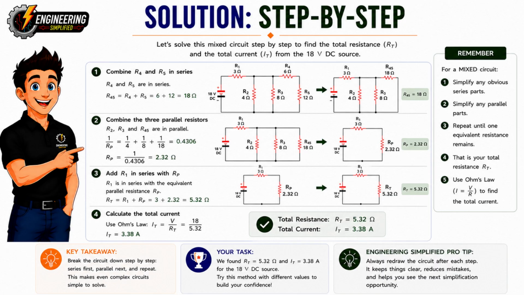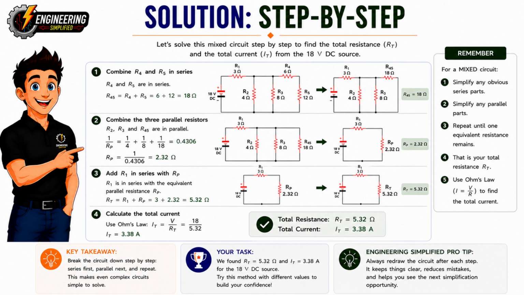Finally, we use Ohm's law to calculate the total current. Current equals voltage divided by resistance. So, I sub T equals 18 volts divided by 5.32 ohms, which gives us approximately 3.38 amps. So our final answers are a total resistance of 5.32 ohms and a total current of 3.38 amps. The important thing isn't just getting the correct answer, it's following a logical process.